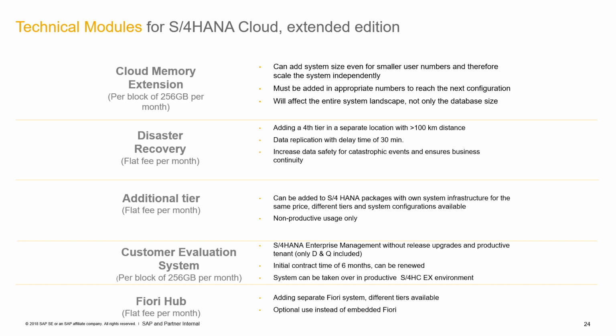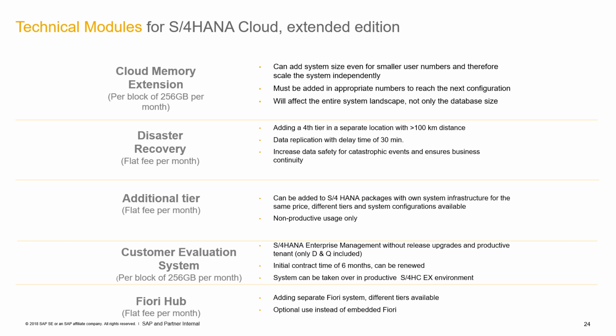Next, we have customer evaluation systems. These are sold in blocks of 256 gigabytes per month. It provides enterprise management without release upgrades or a productive tenant. So only dev and Q are included. The initial contract time of 6 months is provided, but it can be renewed. The system can be taken over then in a productive extended edition environment.